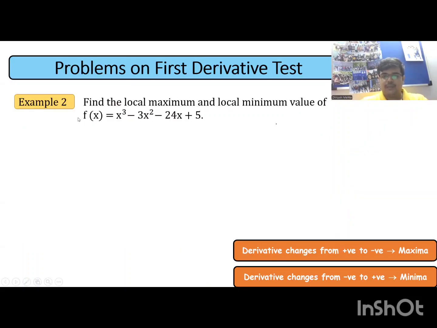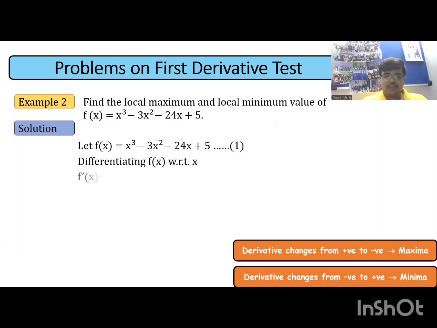We'll find the local maximum and minimum of this function. I'm sure students have done such questions with the double derivative test. I'm sure everyone is well versed with it. Now here, we're going to discuss this with first derivative test. So the first step is you take the derivative. Derivative of this function will be 3x squared minus 6x minus 24. Now we equate this with 0 and find the values of x.